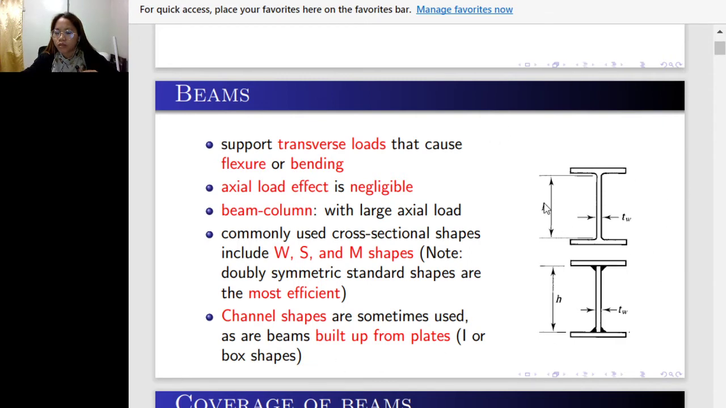The figure on the right shows the height of the beam shape and the width of the web. And you have this welded part here. So this is another kind, a built-up section made from plates. The second figure.